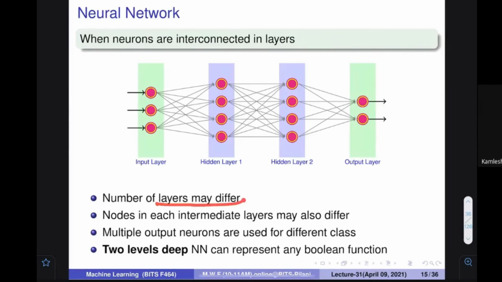The number of layers may differ based on the requirement, based on the problem for which you are devising this. The number of nodes in each intermediate layer may also differ. Here 4 is there, sometimes it is possible that 5 could be here, 6 could be here. That depends upon the problem and the requirements.